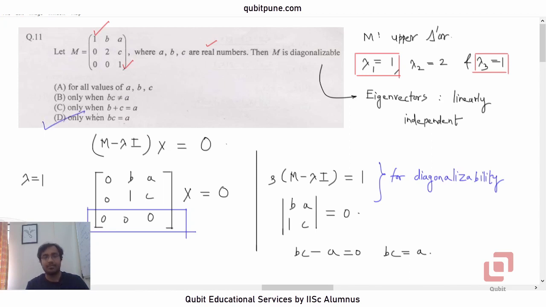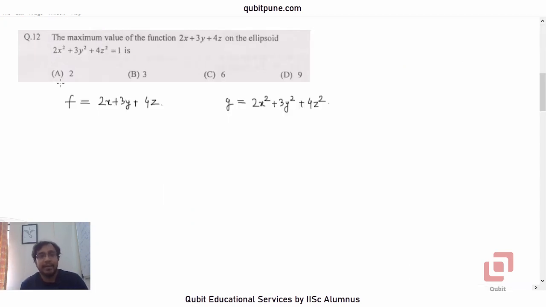Question 12. The maximum value of the function 2x plus 3y plus 4z on the ellipsoid 2x squared plus 3y squared plus 4z squared equal to 1 is 2, 3, 6 and 9. This is a problem on constrained optimization.